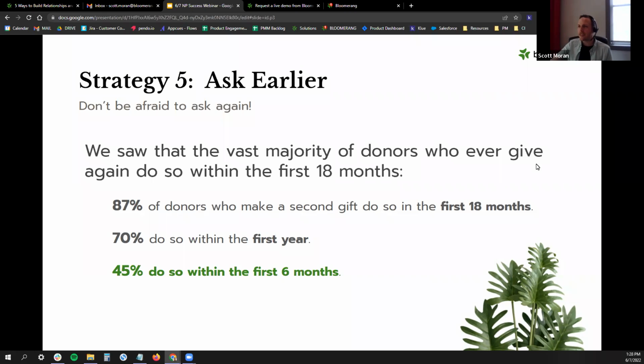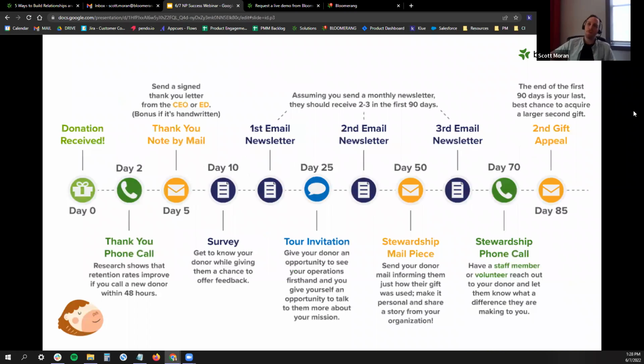So on this next slide, and we'll be sharing this out too after today's webinar, this is a sample 90-day communication plan, or I really should say 85-day. It tracks all the way from the donation received to that very first phone call within 48 hours, like we were mentioning. And then we have a thank you note by the CEO or executive director, obviously bonus if it's a handwritten note. And then we have some surveys.